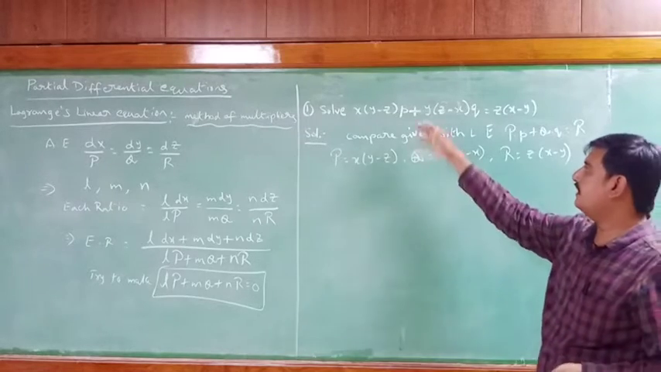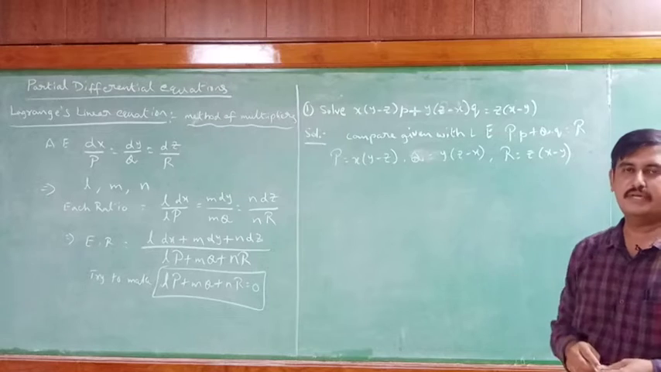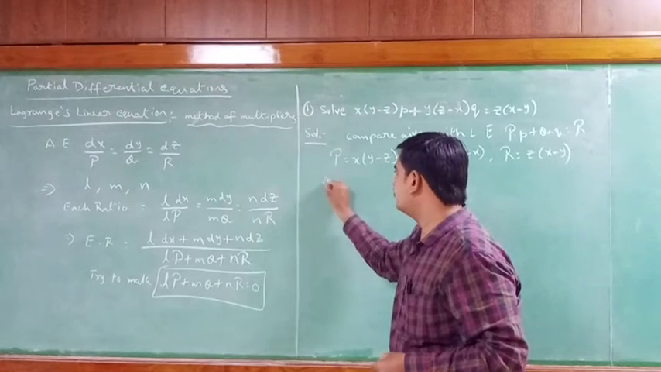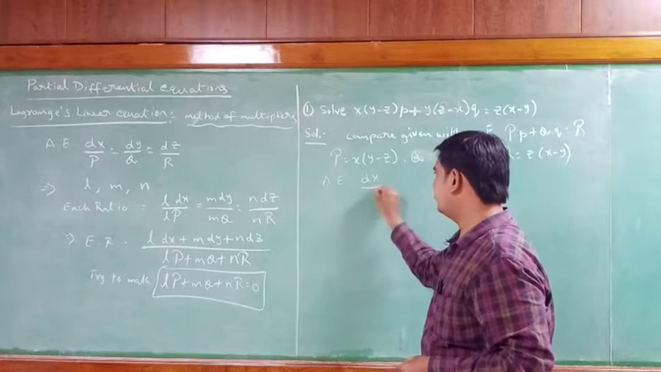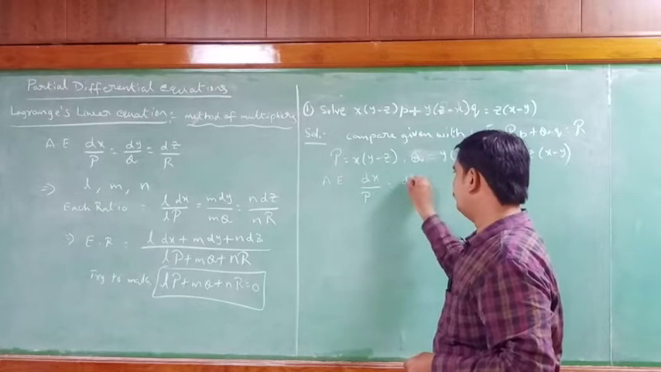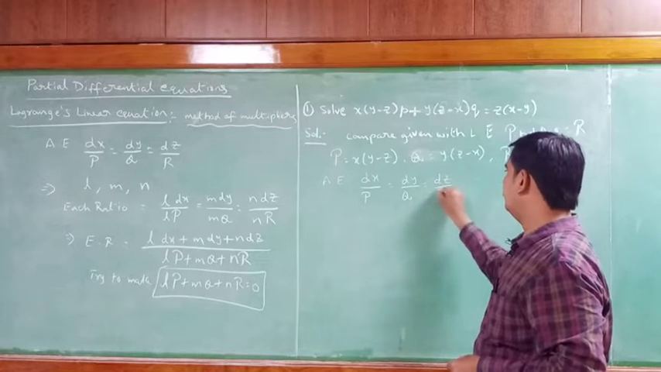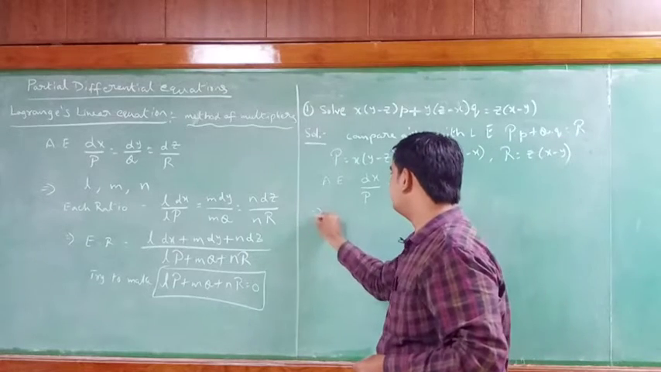So we compared the given equation with Lagrange's equation, and we got the values of capital P, capital Q, capital R. Now what we have to do? You have to write the auxiliary equations. What are auxiliary equations? dx by capital P equals dy by capital Q equals dz by capital R. So this implies, substitute our values.